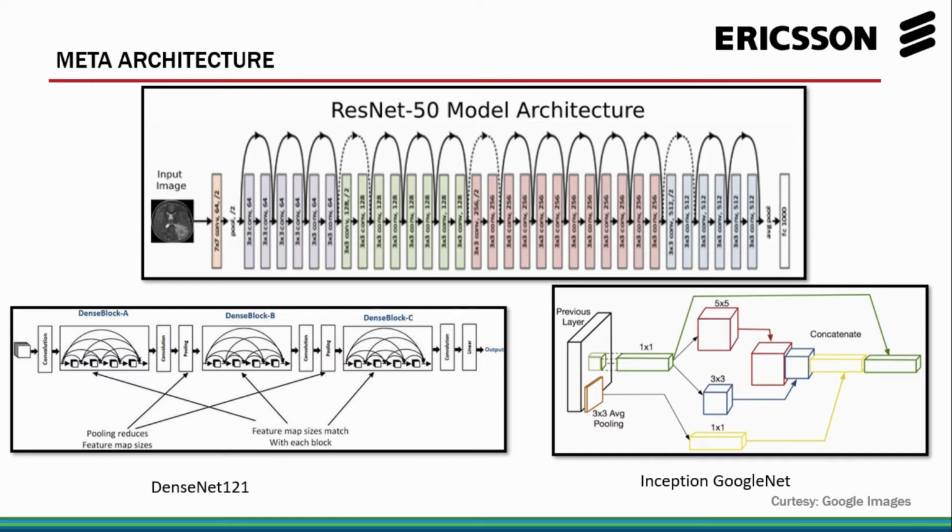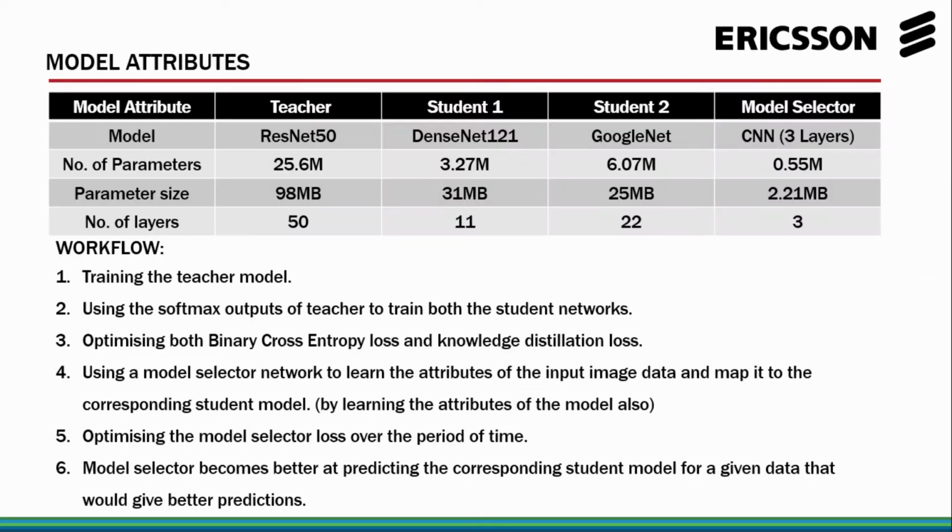Here we have the meta architectures of the models we used. The teacher model was a pre-trained ResNet 50 model which has 50 layers, and student model 1 and student model 2 are the DenseNet 121 and GoogleNet models. Here we have the model attributes. The teacher model is a ResNet 50 model with 25.6 million parameters and 98 MB as the parameter size, and it has 50 layers. Student model 1 was DenseNet 121 with 3.27 million parameters and 31 MB as the parameter size, and it has 11 layers. Student 2 was a GoogleNet model which has around 6.07 million parameters and 25 MB as the parameter size, and it has 22 layers.